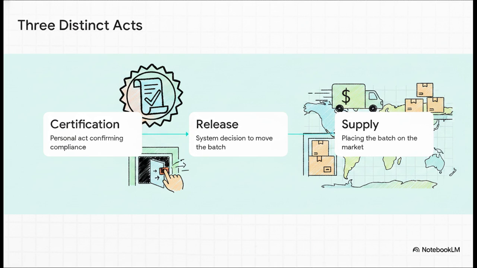Step 1 is QP certification. This is the personal, legally binding act of the QP under Annex 16, confirming the batch meets GMP and the MA. Done. Step 2 is quality unit release. This is just an internal system decision operated within the pharmaceutical quality system to physically move the batch into saleable stock. And finally, step 3 is supply, the actual commercial act of placing that batch on the market. A batch can easily be QP certified on a Monday, but not actually released by the quality unit until Wednesday. They are entirely separate milestones.